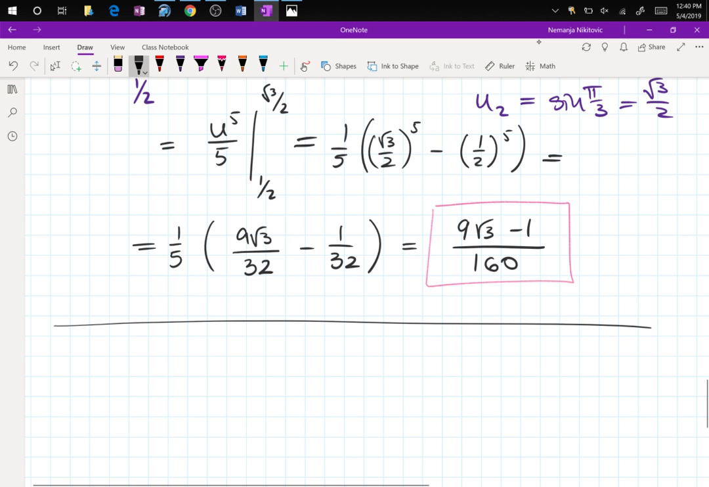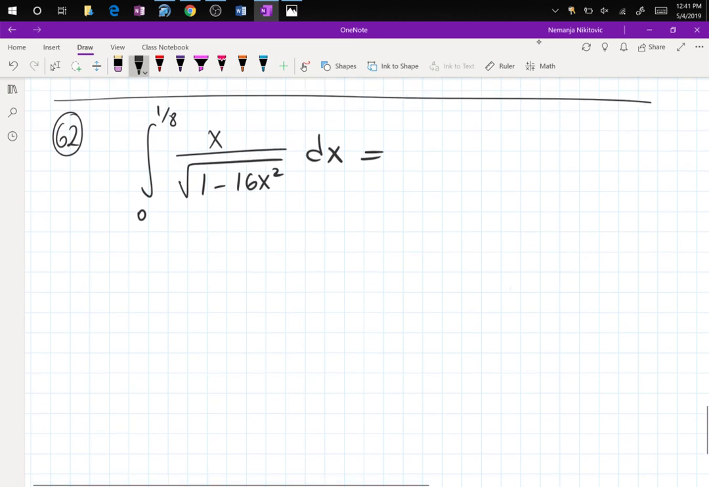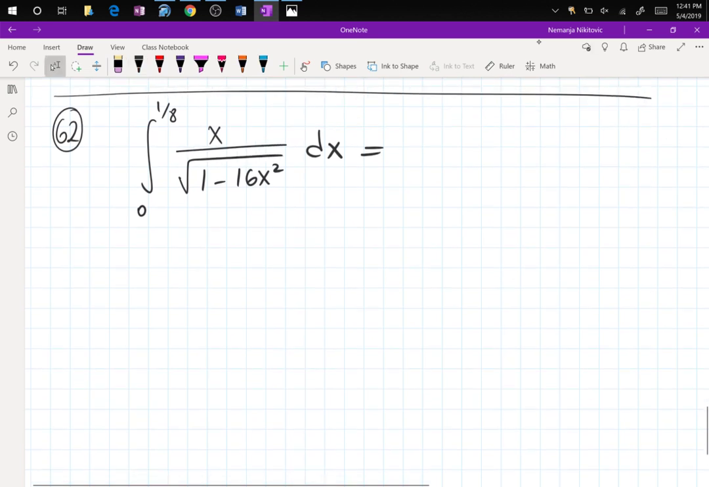Say you have problem 62. Integral 0 to 1 over 8 of x divided by the square root of 1 minus 16x squared dx. Think about it, you first have to come up with u and du, and then you can change your limits.